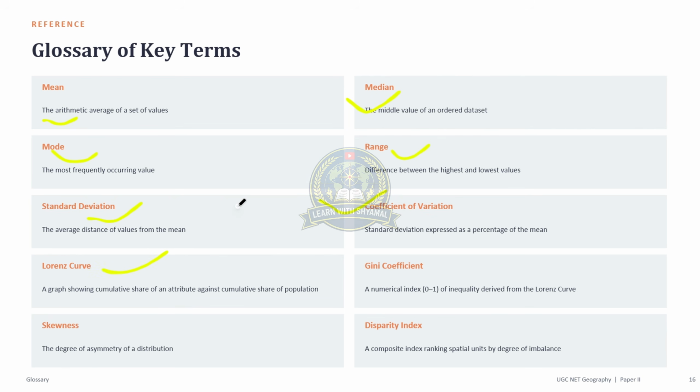Lorenz curve: a graph showing cumulative share of an attribute against cumulative share of population. Gini coefficient: a numerical index from 0 to 1 of inequality derived from the Lorenz curve. Skewness: the degree of asymmetry of a distribution. Disparity index: a composite index ranking spatial units by degree of imbalance.